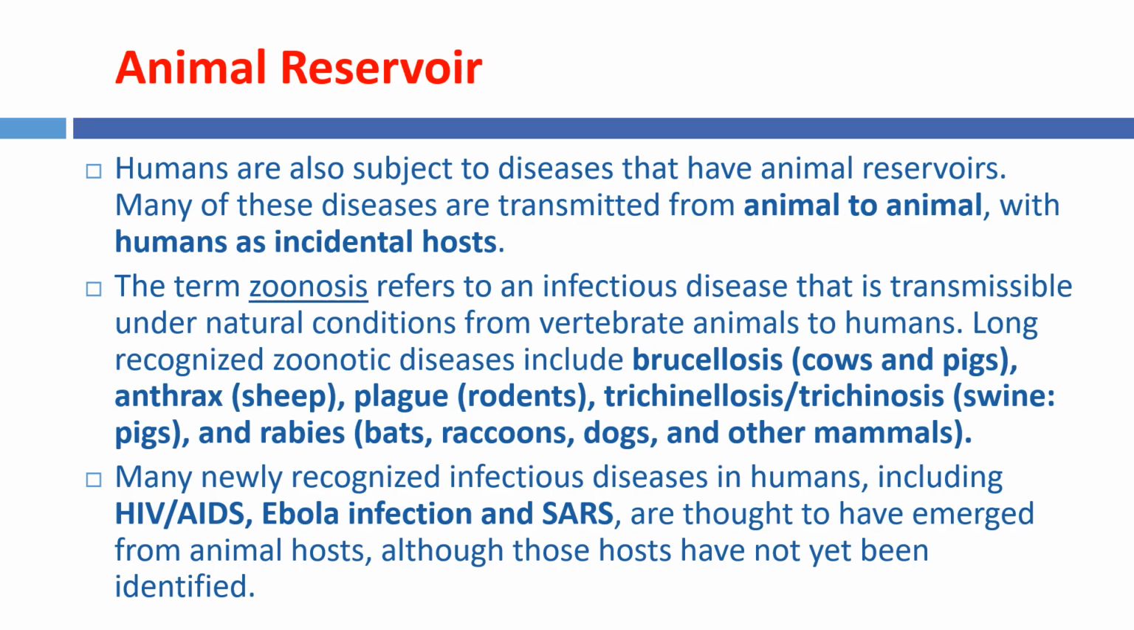Many of the newly recognized infectious diseases in humans, including HIV/AIDS, Ebola infection, and even SARS, are thought to have emerged from animal hosts, although those hosts have not yet been identified. This is what happened also with COVID-19, where scientists are trying to understand where it came from. It could have come from bats or any other host. It is not clear yet.